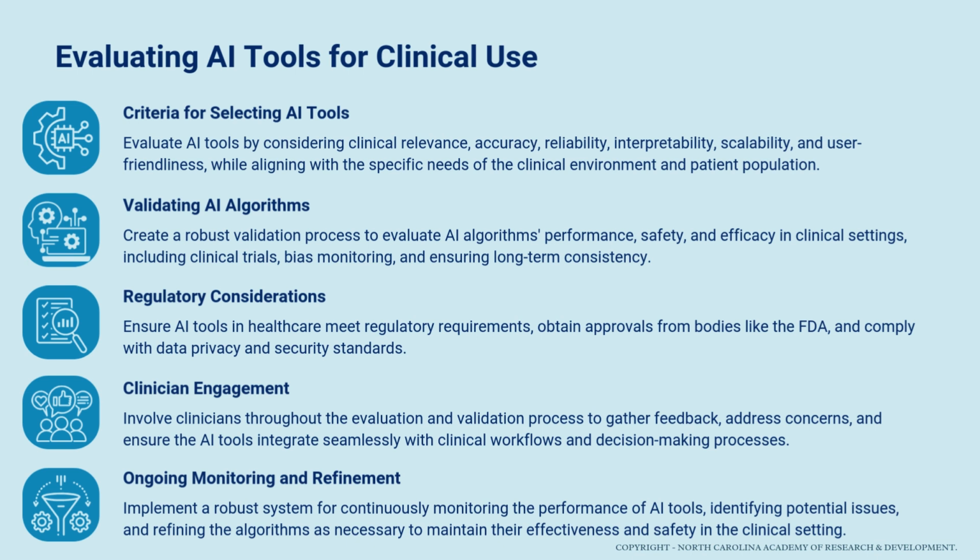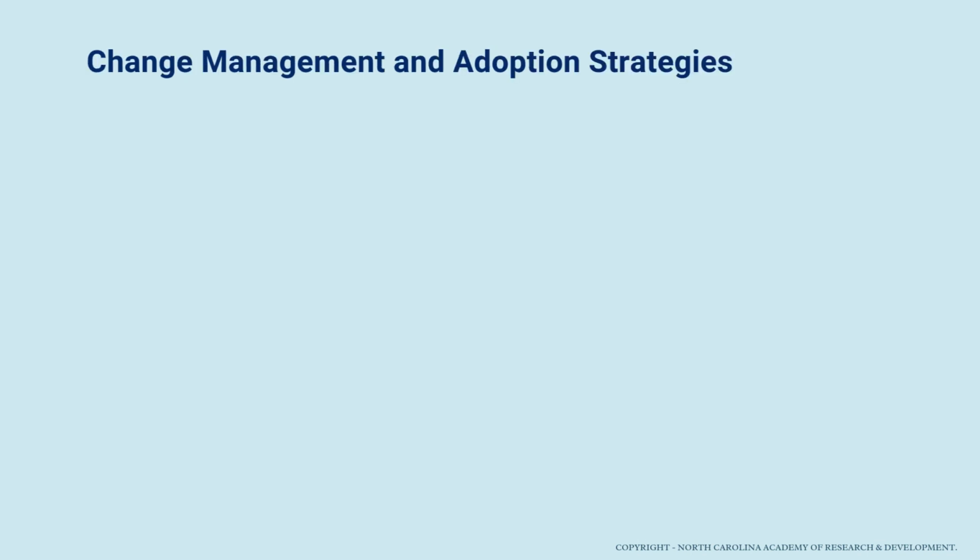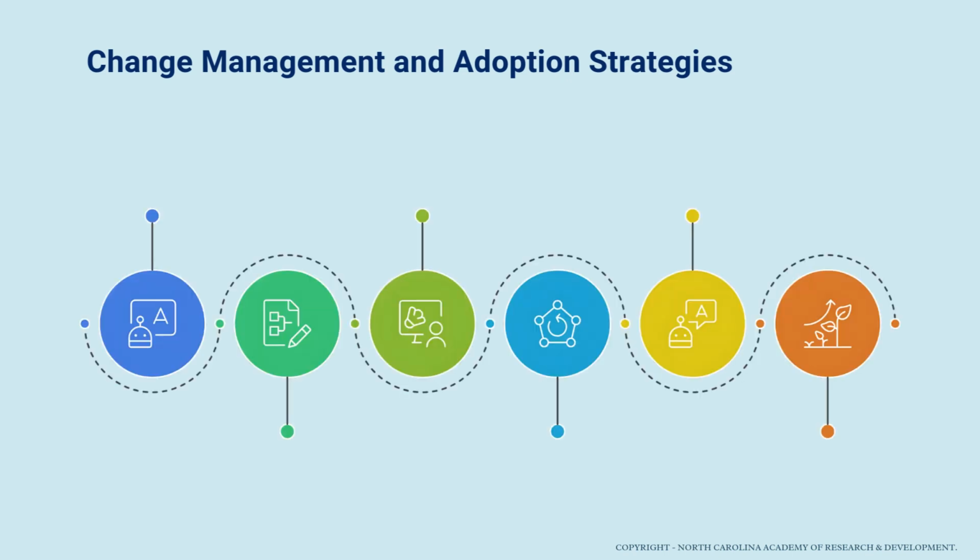Up next, we'll talk about how to manage change and adoption strategies within your organization to make AI implementation smooth and sustainable. Let's continue. Let's pause for a moment. Imagine you've brought in a powerful new technology that could transform how your team works, but they're unsure, hesitant, even resistant. What went wrong? It's not about the tool. It's about the transition. That's where change management comes in, and trust me, it can make or break your implementation.